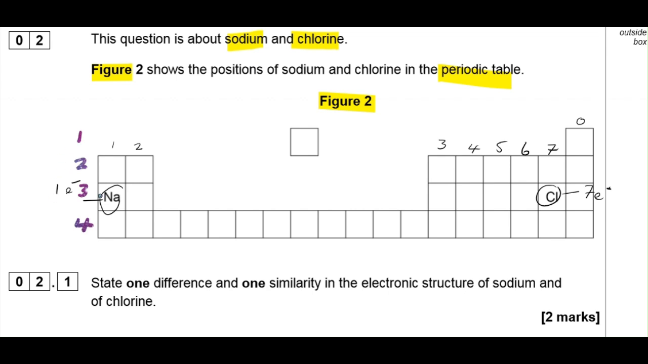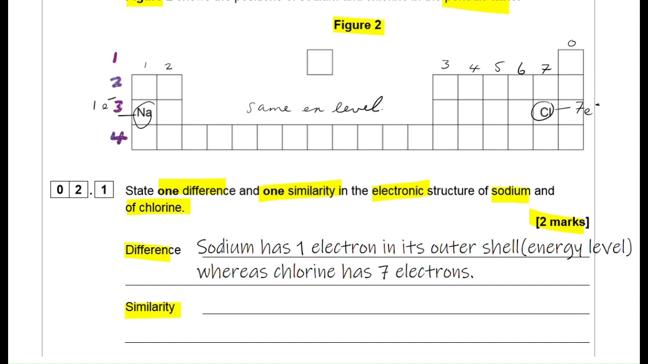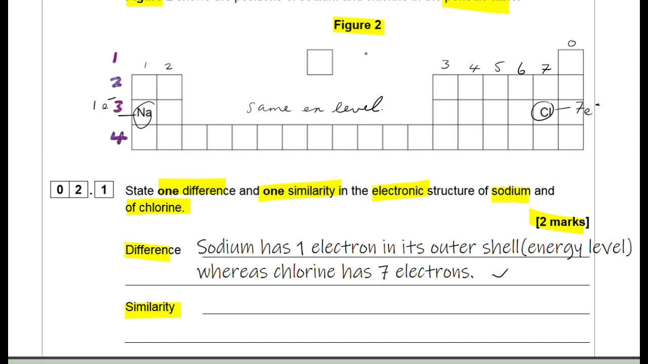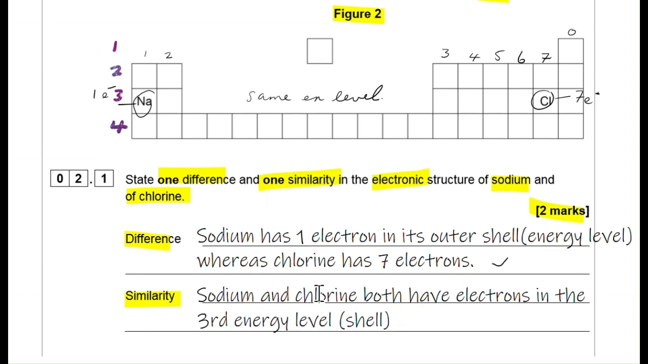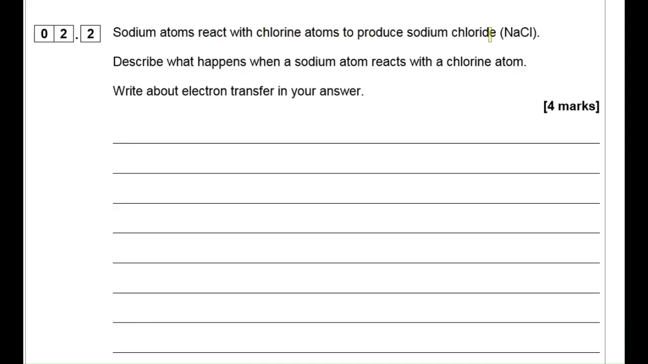So let's put that into an answer. So for a difference, sodium has 1 electron in its outer shell or energy level, whereas chlorine has 7 electrons. That's the first mark. And for a similarity, sodium and chlorine both have electrons in the 3rd energy level or shell. Question 2.2. Sodium atoms react with chlorine atoms to produce sodium chloride, NaCl. Describe what happens when a sodium atom reacts with a chlorine atom. Write about electron transfer in your answer, 4 marks.